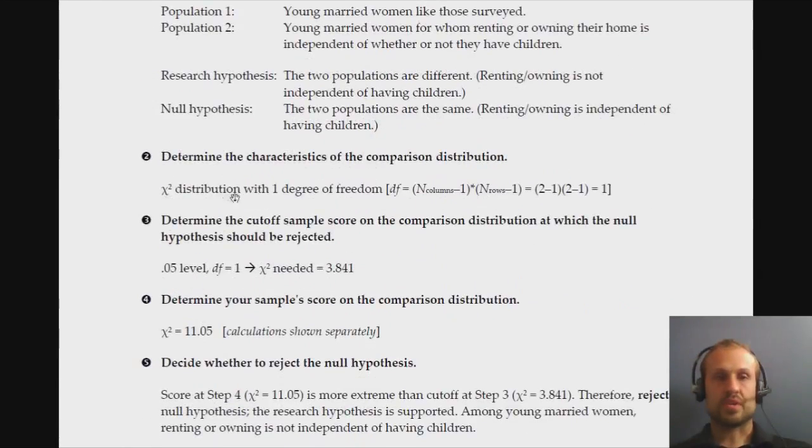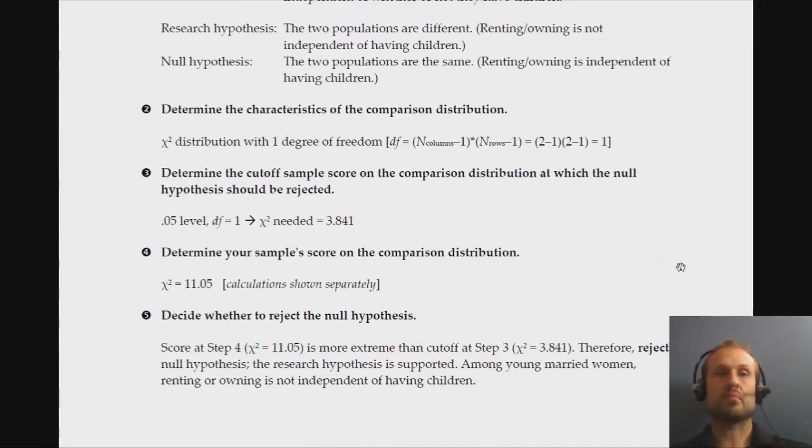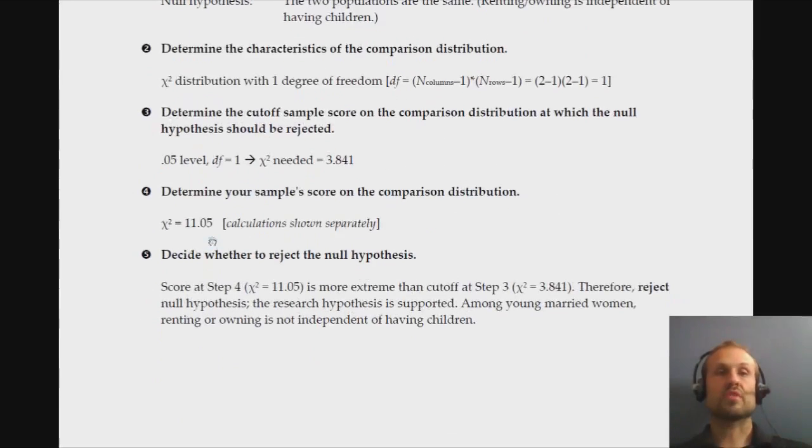So I get my chi-square distribution that I'm using as a comparison distribution with 1 degree of freedom, and I'm going to use my 5% alpha, and I have a cutoff value of 3.841, and I am observing an 11.05, so that is extreme enough to suggest that the two variables are not independent. So I reject the null hypothesis in favor of the research hypothesis and conclude that among young married women, renting or owning is not independent of having children.